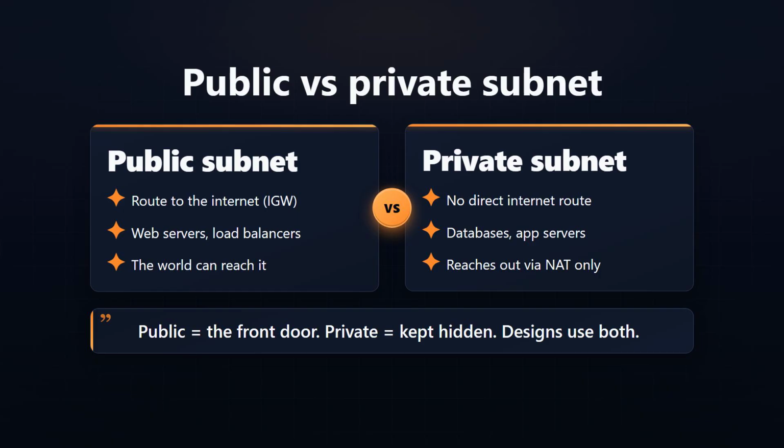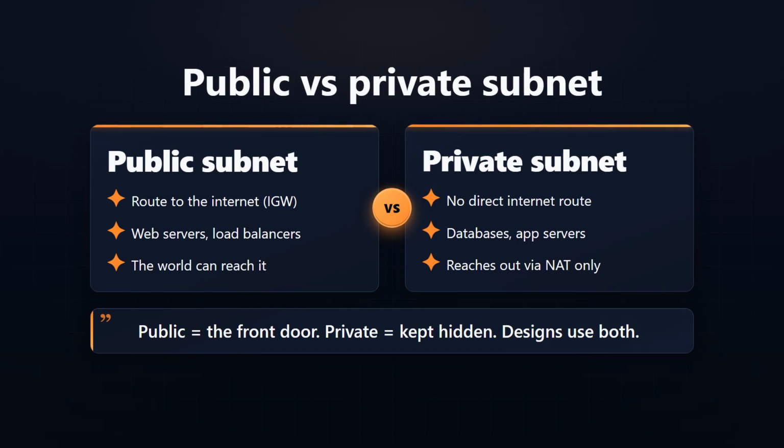A public subnet has a route to the internet, through an internet gateway. You put things here that the world needs to reach, a web server or a load balancer. A private subnet has no direct route in from the internet. You keep your sensitive pieces here, databases, application servers, internal tools. If a private resource needs to reach out, say to fetch an update, it goes through a NAT gateway, which lets it out but never lets the internet back in. So, public for the front door, private for everything you want kept hidden.